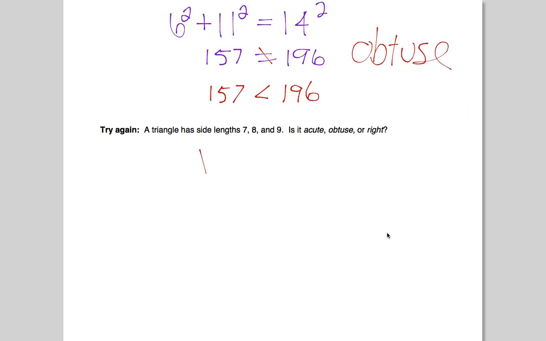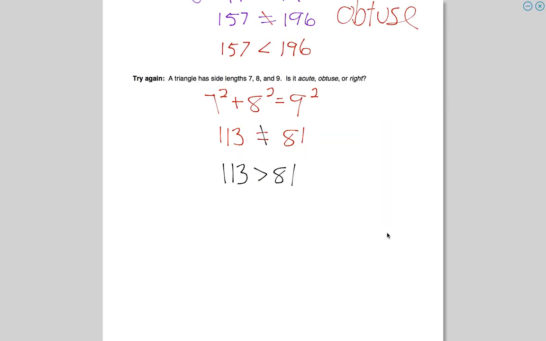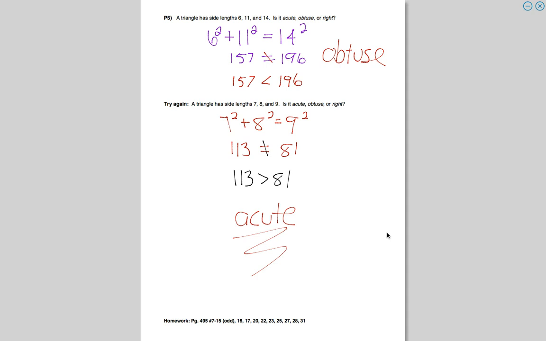Here we have 7 squared plus 8 squared equals 9 squared. So we have 113 equals 81. So that does not equal. 113 is in fact greater than 81, meaning the sum of the legs squared is bigger than the hypotenuse squared. That means this is acute. And that's basically what we're going to look at for the relationship inside the right triangles.